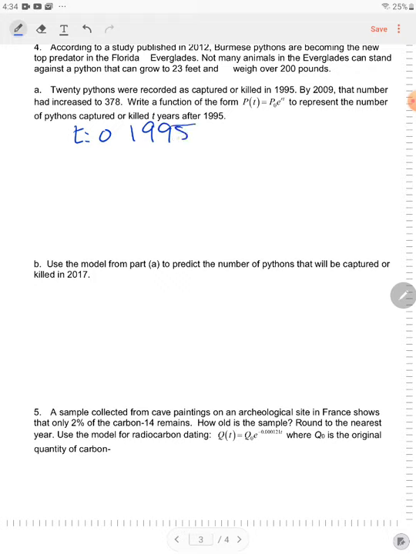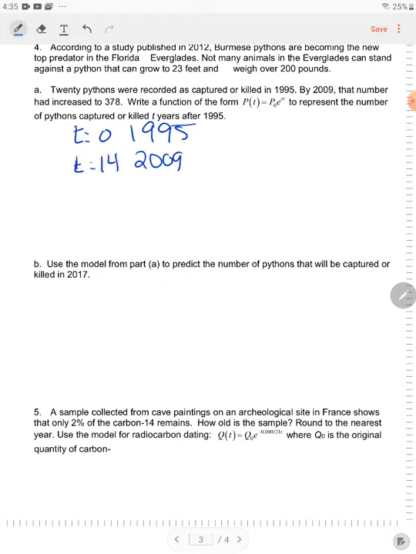Okay, so don't substitute in 1995. Time we need to do in terms of so many years. By 2009, so now it's 2009. So how many years later is that? 2009 minus 1995 is 14 years later. So t is equal to 14.